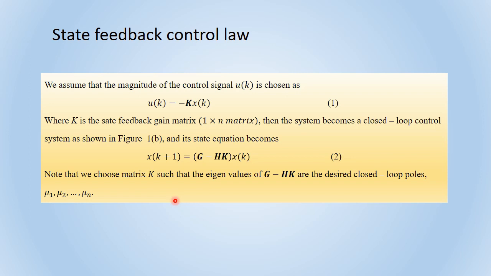So if we properly design the state feedback matrix K, then the roots of this particular characteristic equation can be placed as per the desired closed loop poles, because this is now the new characteristic equation. The earlier characteristic equation is modified with the help of the state feedback control matrix, and thereafter we can arbitrarily assign the poles at the desired location with the help of this state feedback control law.